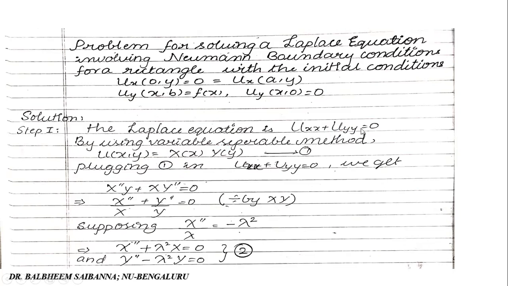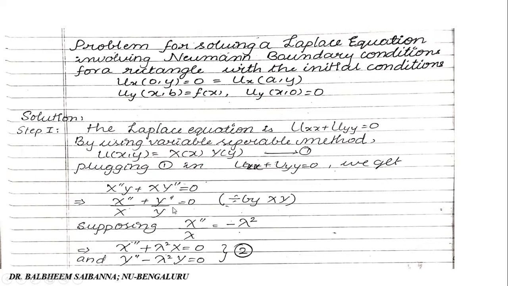After getting uxx and uyy, substitute in the Laplace equation uxx plus uyy. Then uxx is nothing but X double dash of x, Y of y, and uyy is nothing but X of x, Y double dash of y. After substituting in the Laplace equation, we get X double dash Y plus X Y double dash is equal to 0. Now dividing by XY, we get X double dash by X plus Y double dash by Y is equal to 0.